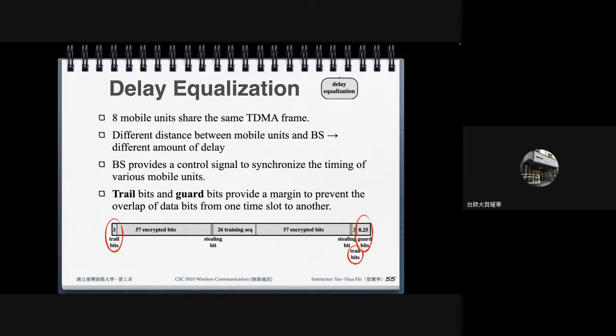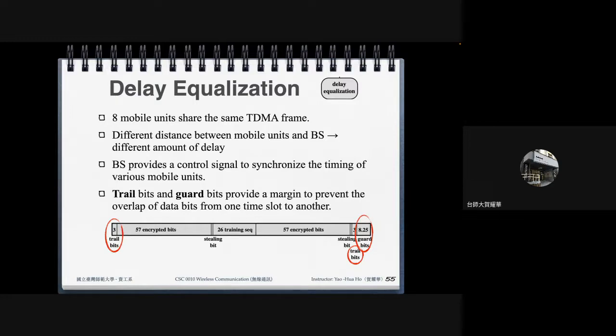So you can see at the start that each time slot connects to the next time slot for the next user. If there's a delay, it means these two time slots will overlap, because when one user sends, the other one will sense the signal overlapped from one mobile device to another. So you need to have the tail bits and the guard bits to handle this.